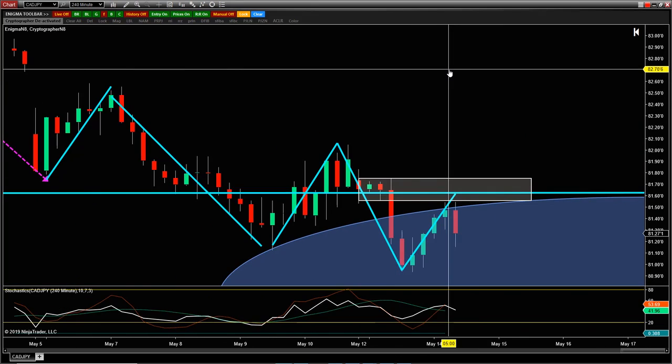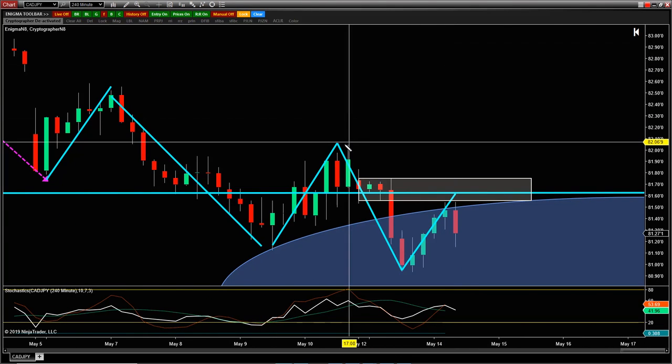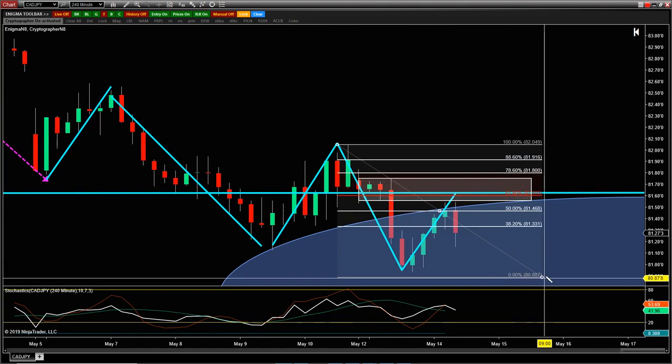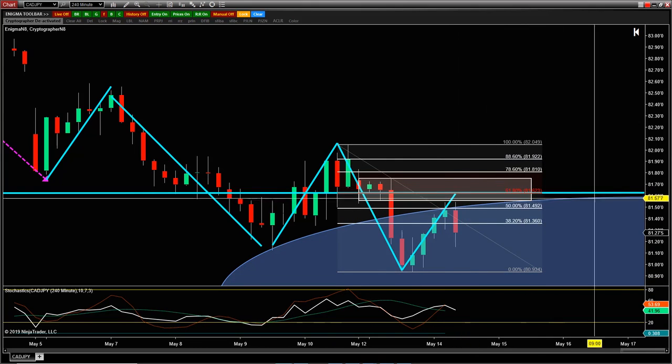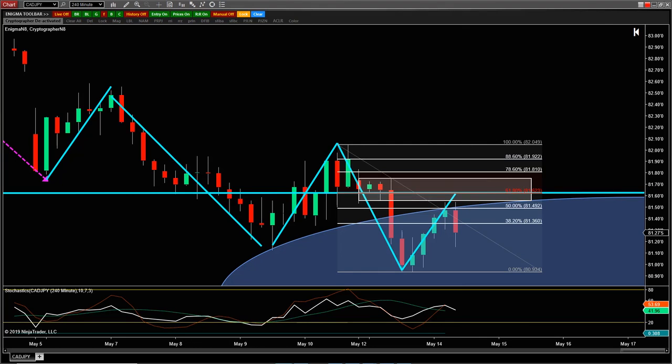That also looks like a 618 retracement too, if my eyes do not lie. And they never do. 618 right on that level. So we didn't quite get to that. All right, so let's continue down to an hourly.